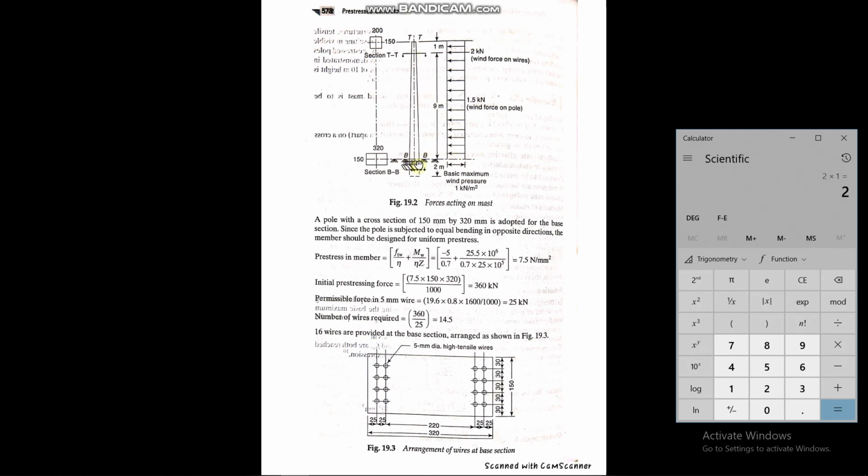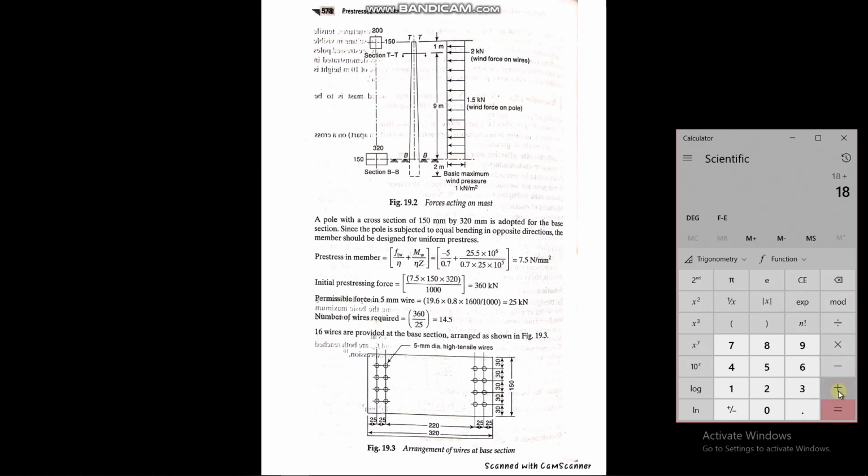So now we have to calculate what is the amount of moment that is coming at the base. We simply have to know the moment coming into the base. It's pretty simple: 2 kilonewton load at a height of 9 meter. So the moment due to that would be 2 into 9 equals 18. So you have 18 kilonewton meter moment there.